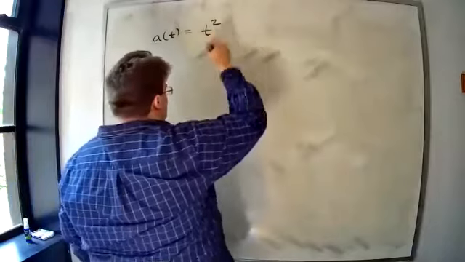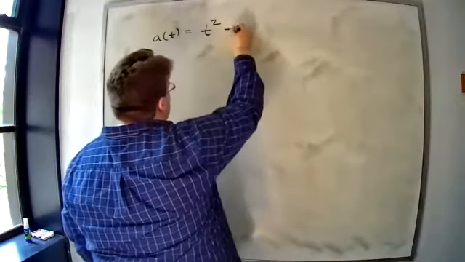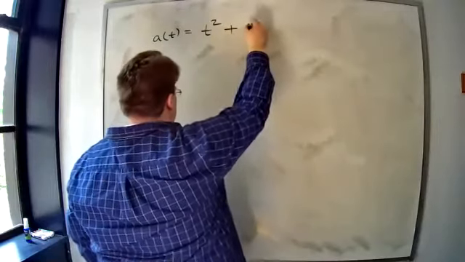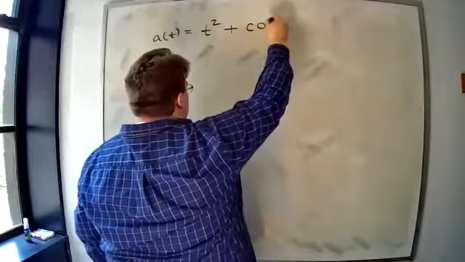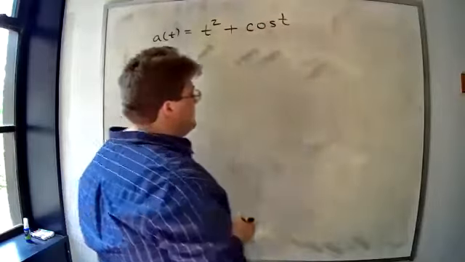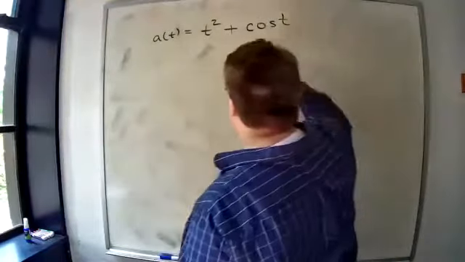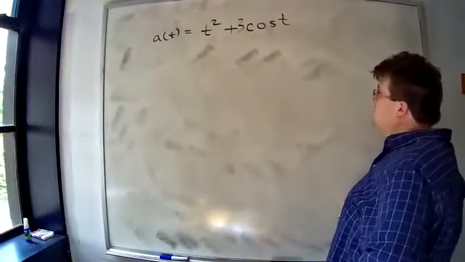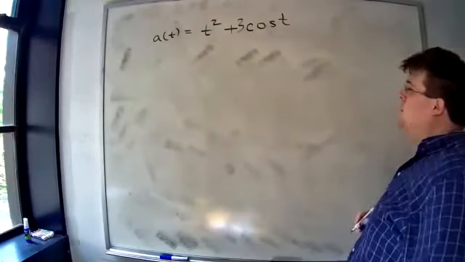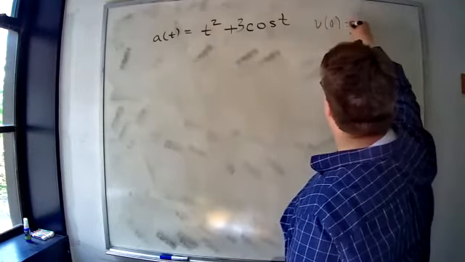I think it was 3 cosine t. Okay, there was a 3 there. Okay. Yes, there was. Thank you. Was there another number? No, it wasn't.